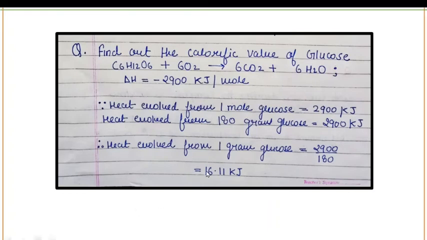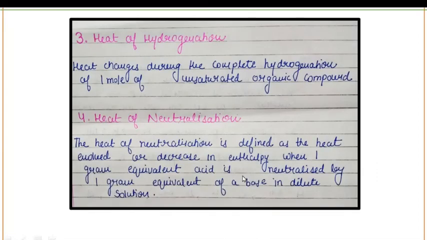For example, find the calorific value of glucose, whose heat of combustion is given as minus 2900 kilojoule per mole. Heat evolved from 1 mole of glucose is minus 2900, that is, from 180 gram of glucose. Heat evolved from 1 gram of glucose will be 2900 divided by 180 with a minus sign. So minus 16.11 kilojoule is the correct answer.